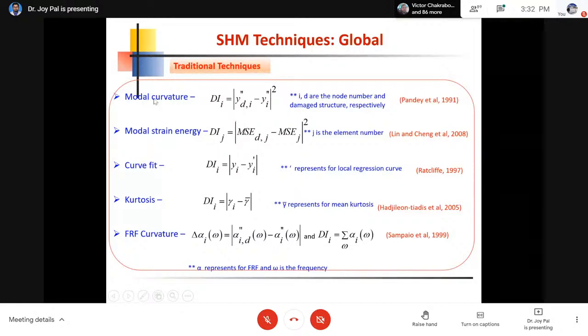So there are various techniques: modal curvature, modal strain energy, curve fit, kurtosis, FRF curvatures. The important point I would like to show you here is that D means the damaged structure. If you have a damaged structure, you collect the data and compare it with the undamaged data. So you have to depend on an undamaged structure, and in reality, getting an undamaged civil engineering structure is also very tough. Anyway, let us see how these techniques perform with an example.